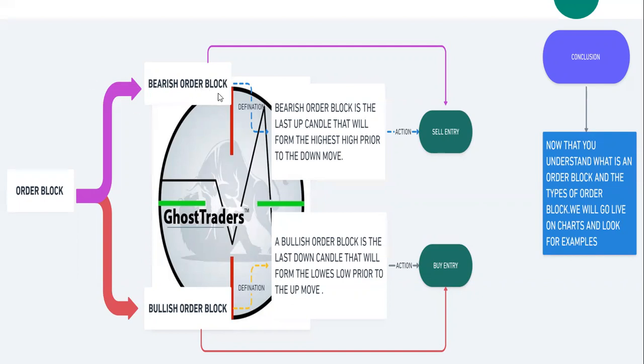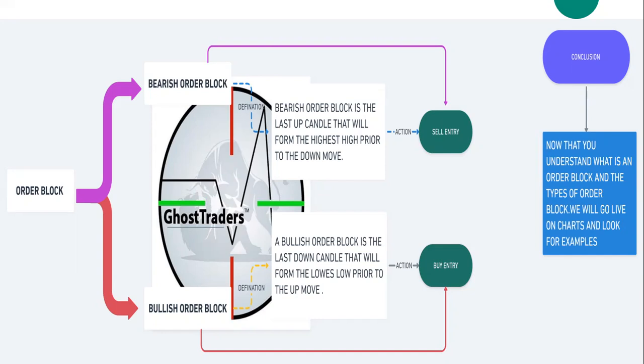And when we talk about a bearish order block, we are talking about the last up candle that forms the highest high prior to the down move. So that's what you need to keep in mind. It's the last candle that will form the highest high prior to the down move, and that's going to be your bearish order block. When price gets to that candle, what you're looking for is to sell.